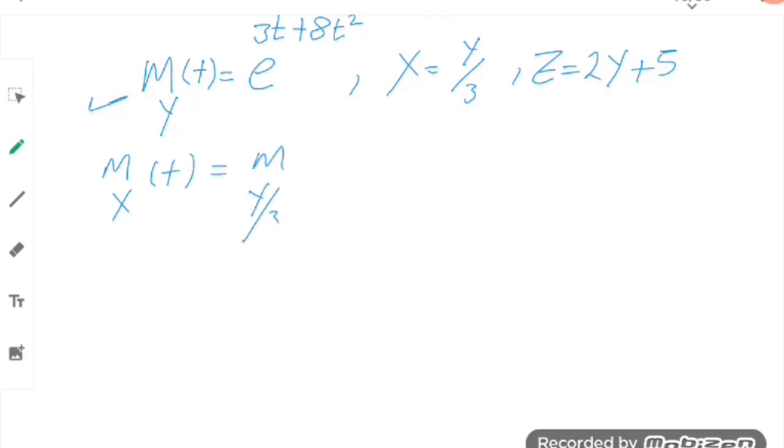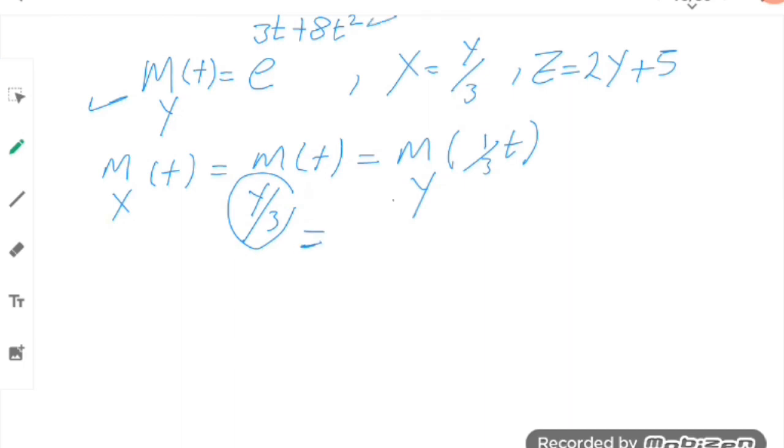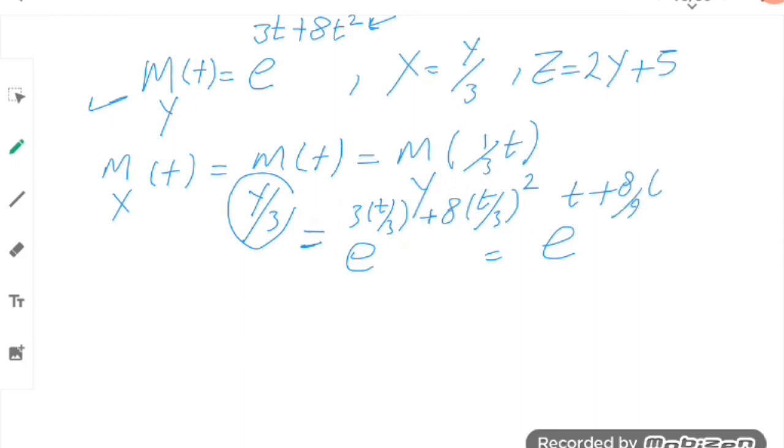and then here Y is multiplied by 1/3. So this will be the moment of Y, but for t multiplied by 1/3. So all what we need now is to substitute in the moment of Y by each t equal t/3. So this will give us e to the power (3 times t/3 plus 8 times (t/3) squared), which is e to the power (t + (8/9) times t squared). This will be the moment of the variable X.